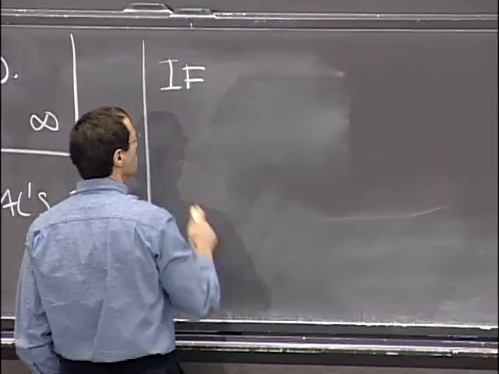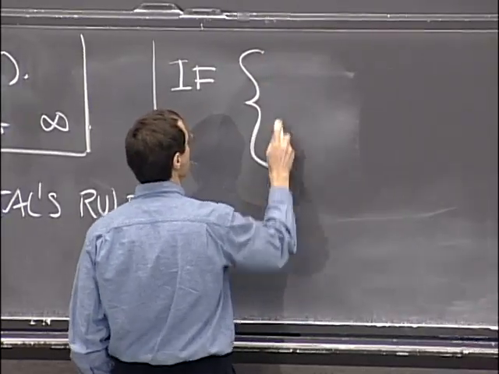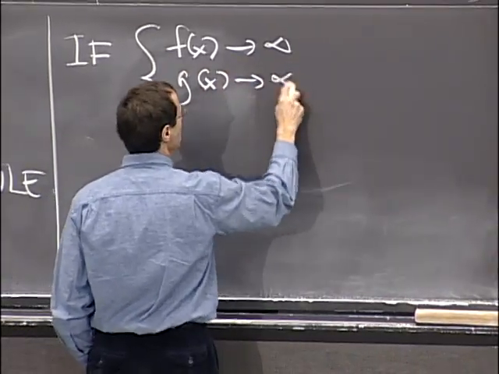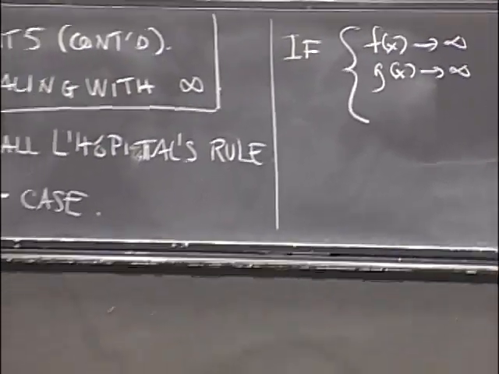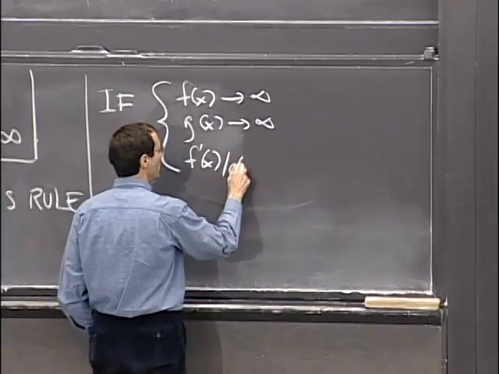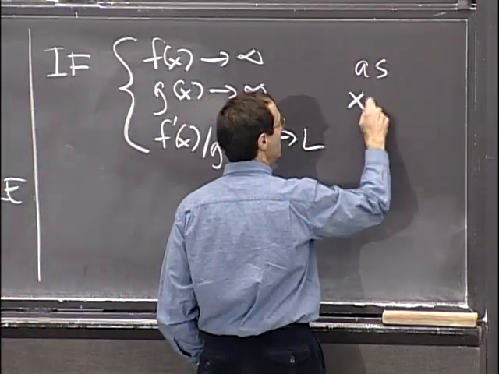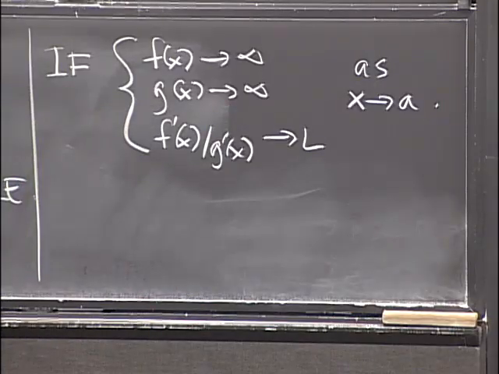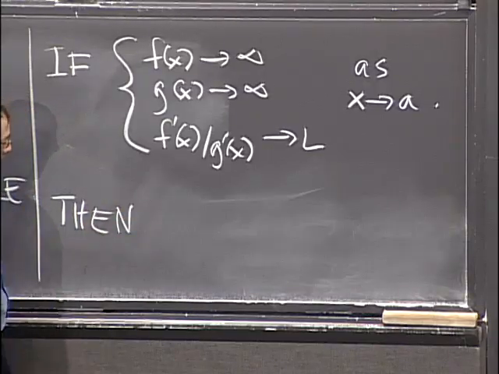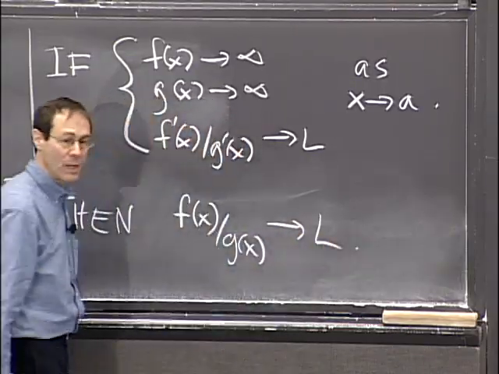We start out with really three hypotheses, but two of them are kind of obvious. The three hypotheses are that f of x tends to infinity, g of x tends to infinity. That's what it means to be in this infinity over infinity case. And then the last assumption is that f prime of x divided by g prime of x tends to a limit, L. And this is all as x tends to some a, some limit a. And then the conclusion is that f of x divided by g of x also tends to L as x goes to a.